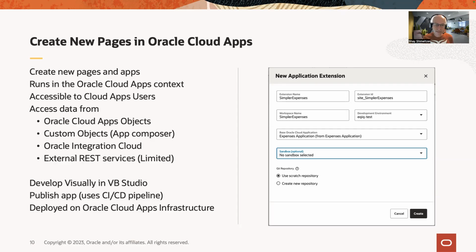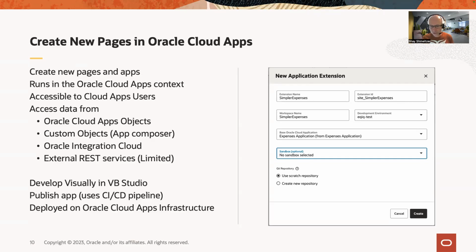You can also access custom objects that you create using the App Composer tool in Fusion Apps. So if you created a custom object, you can access it. You can also access information through Oracle Integration Cloud. Okay? And you can also access external REST services. Today, there are limits on the type of REST services you can access in terms of the authentication they support. But we're adding more and more authentication types with future versions of the capabilities in Fusion Apps, okay?